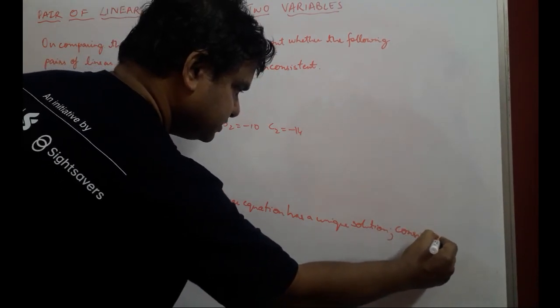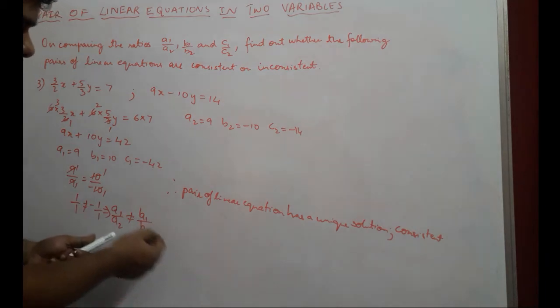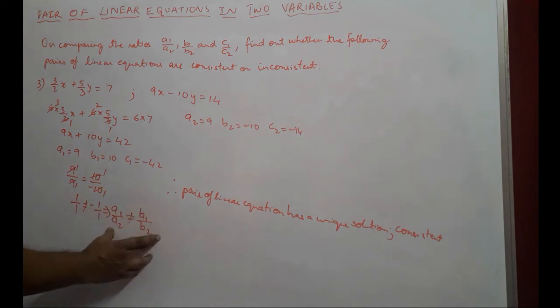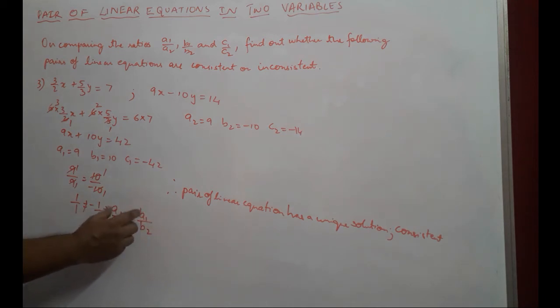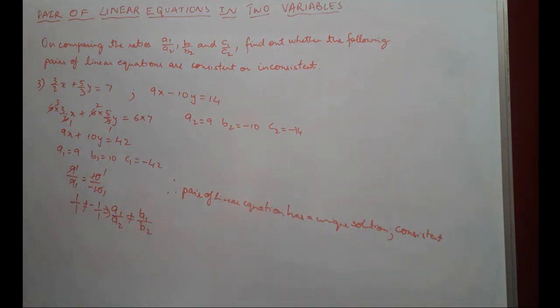Okay, it is consistent. So again, if you get A1 upon A2 which is not equal to B1 upon B2, then do not go further to check whether B1 upon B2 is equal to or not equal to C1 upon C2. We have satisfied this condition, and when these first two are not equal to each other, that means we get a consistent solution, or we have a unique solution. Okay, let's move to the next question.